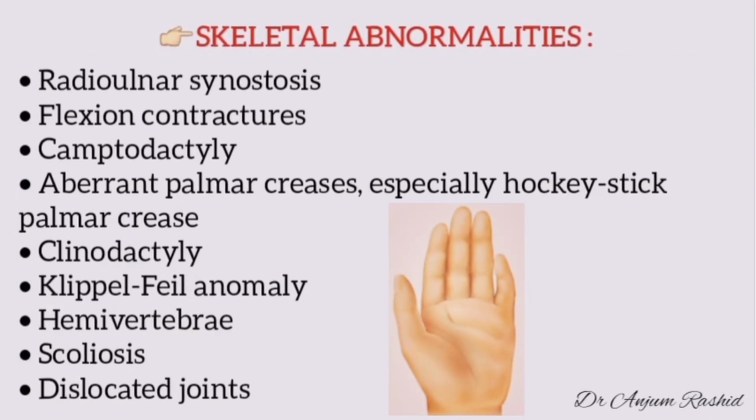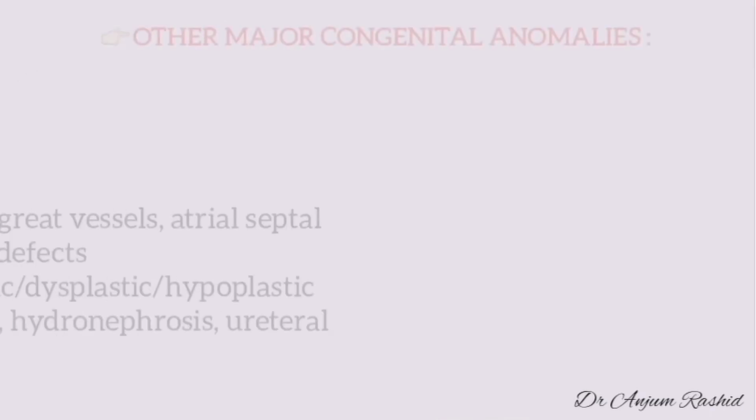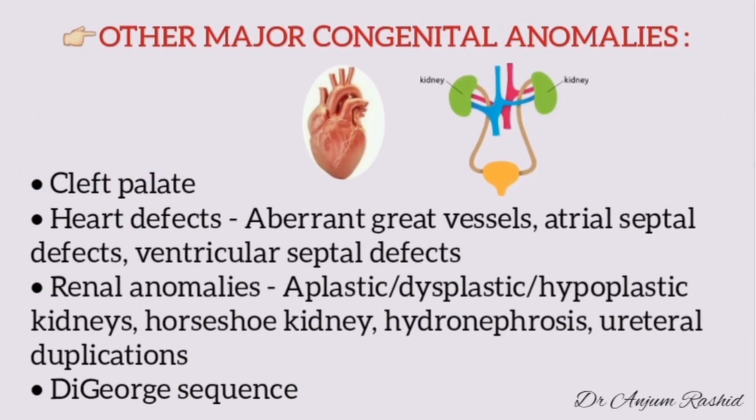Skeletal abnormalities are also common in fetal alcohol syndrome. These include radioulnar synostosis, flexion contracture, camptodactyly, abnormal palmar creases, especially the hockey stick palmar crease, clinodactyly, Klippel-Feil anomaly, hemivertebra, scoliosis, and dislocated joints. Other congenital anomalies which may be present include cleft palate and heart defects such as aberrant great vessels, atrial septal defect, and ventricular septal defects.